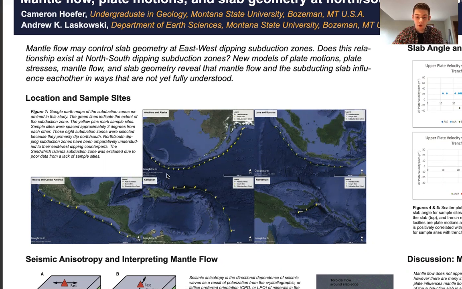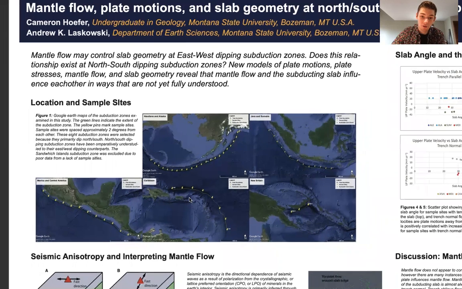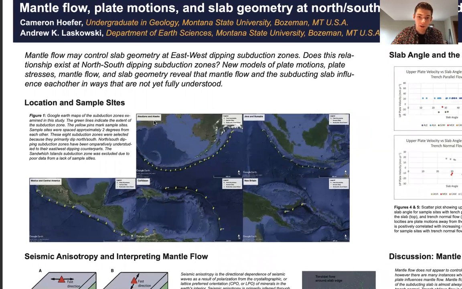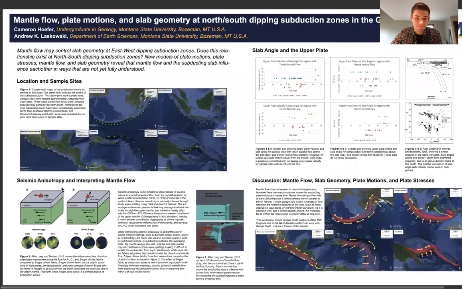So the way that I went about answering this question was sampling all these at 2-degree intervals. At all these sample sites, the variables of plate motion on either side of the trench, plate stress, mantle flow on either side of the slab, trench strike, slab depth, and slab angle were all looked at. So we've got the Aleutians in Alaska, Java and Sumatra, New Britain, Caribbean, and Mexico and Central America.